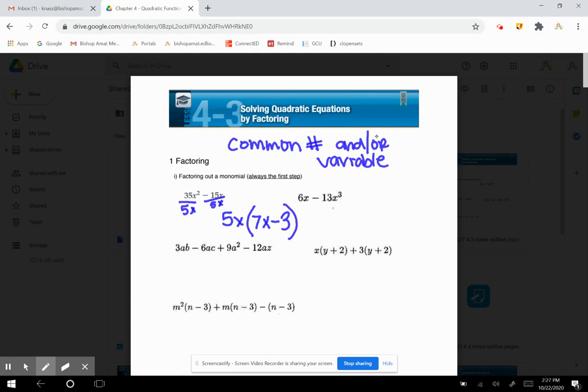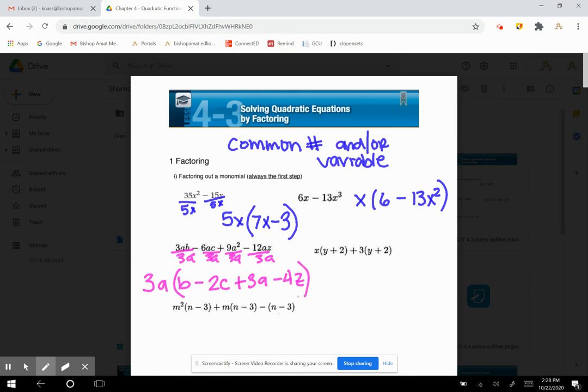The next one, 6x minus 13x cubed. Common number, none. Common variable is an x. So you're left with 6 minus 13x squared. Okay, this next one, you want to find, again, a common number and a common variable. Common number would be 3. Common variable would be a. So again, you're dividing everything by 3a. So you're left with b minus 2c plus 3a minus 4z. That would be your answer.